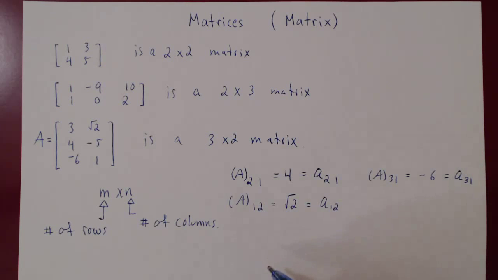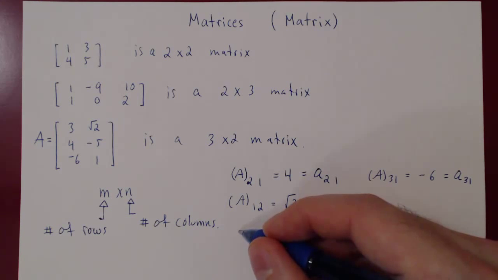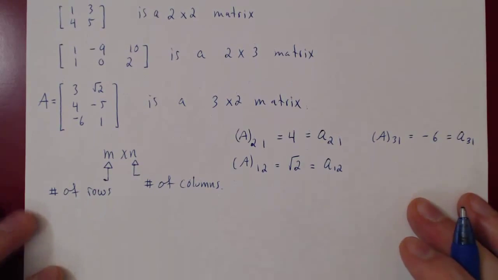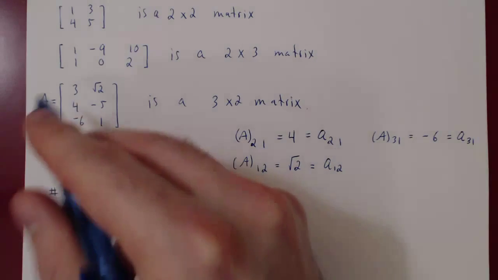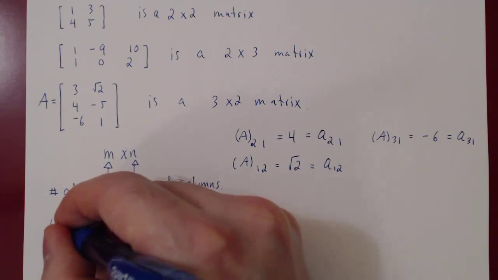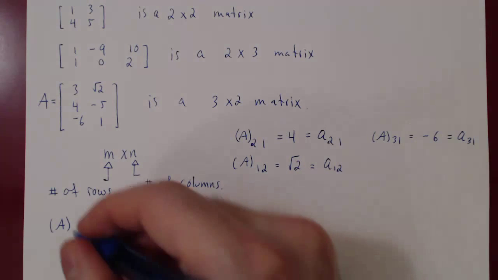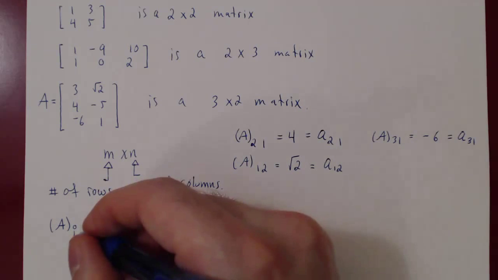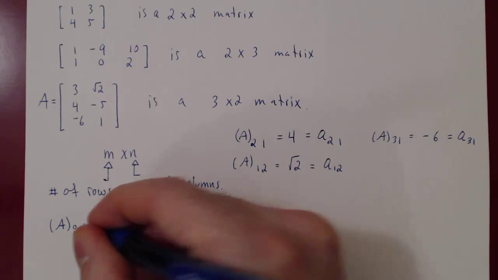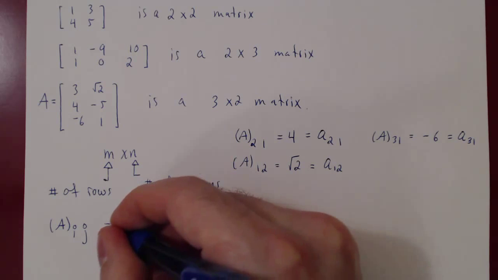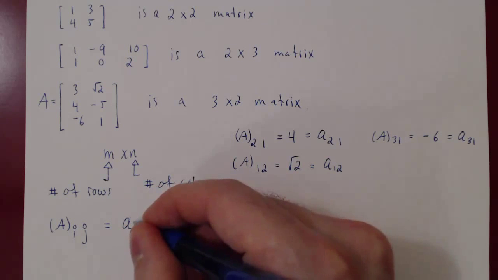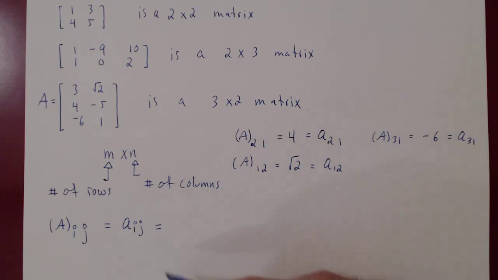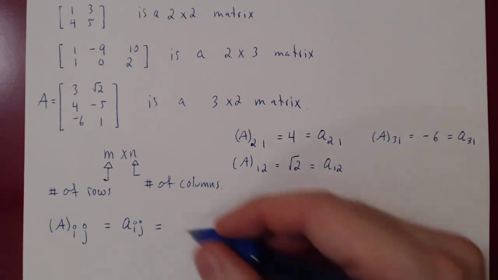So in general, given any matrix A, when we write A in round brackets and we specify two numbers, two indices, the first is the row index i, the second the column index j. We can again write this as lowercase aij, and this is the entry of A found in the ith row, jth column.